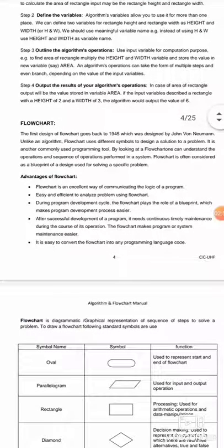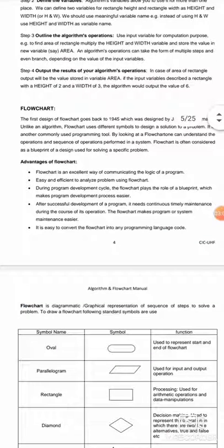So what are the advantages that we get with the help of this flowchart? It is an excellent way of communicating the logic of a problem. First of all, we have to understand that whenever you talk about writing a program or solving a problem, we have to understand the logic behind that. Once you identify and interpret the logic, it is very easy to give a solution.